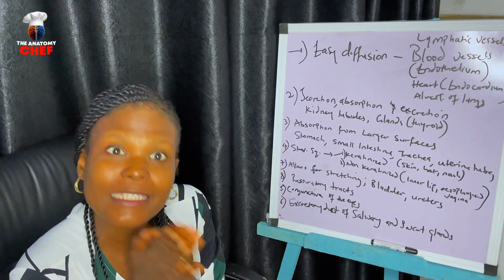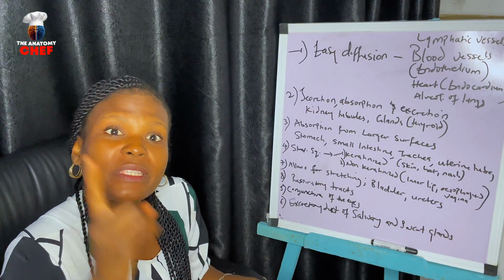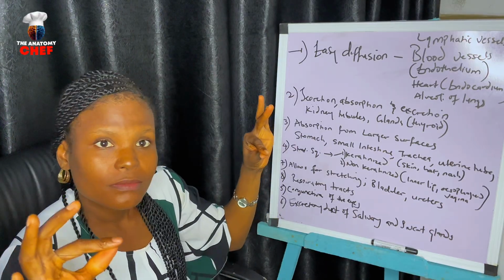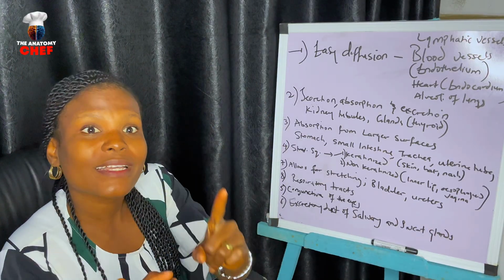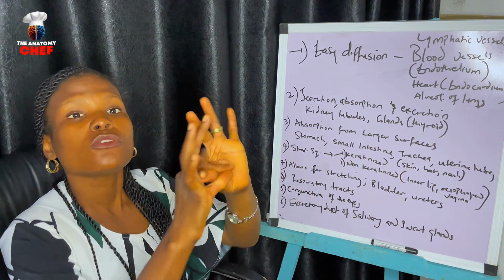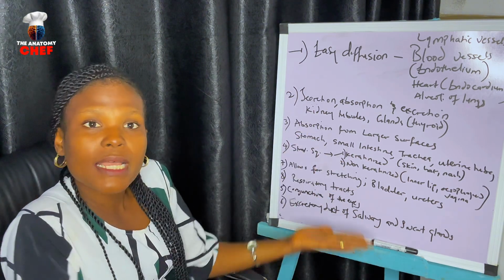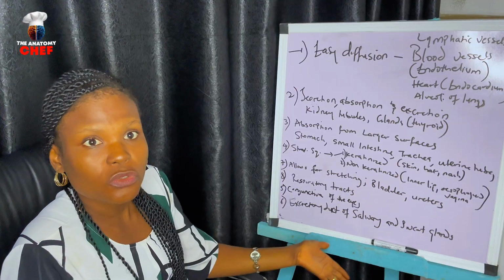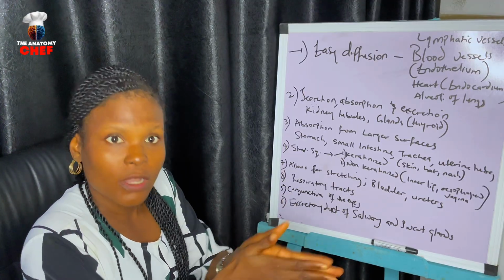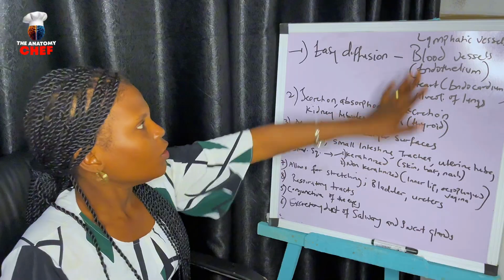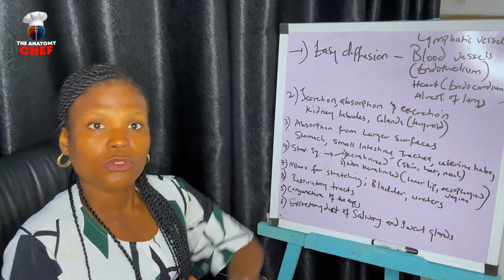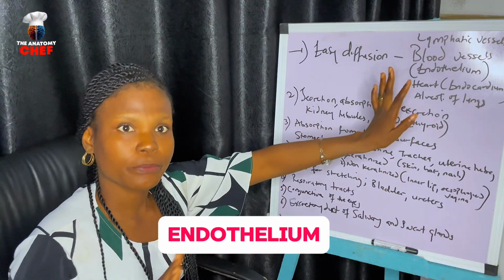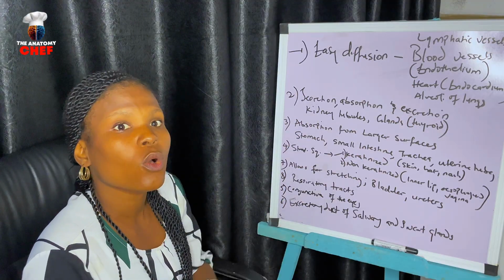Your simple squamous epithelium: flat cell, simple, one layer, squamous, flat. Function: ease of diffusion. Why? Because the flat cells are there, they ease diffusion. Structures or organs found there: lymphatic vessels, blood vessels. In the lymphatic vessels and blood vessels, the epithelium is called endothelium.